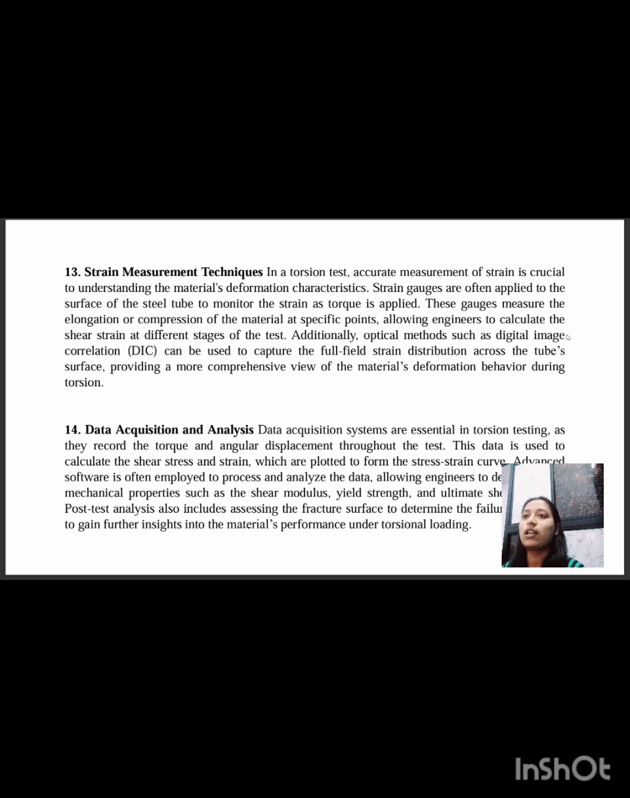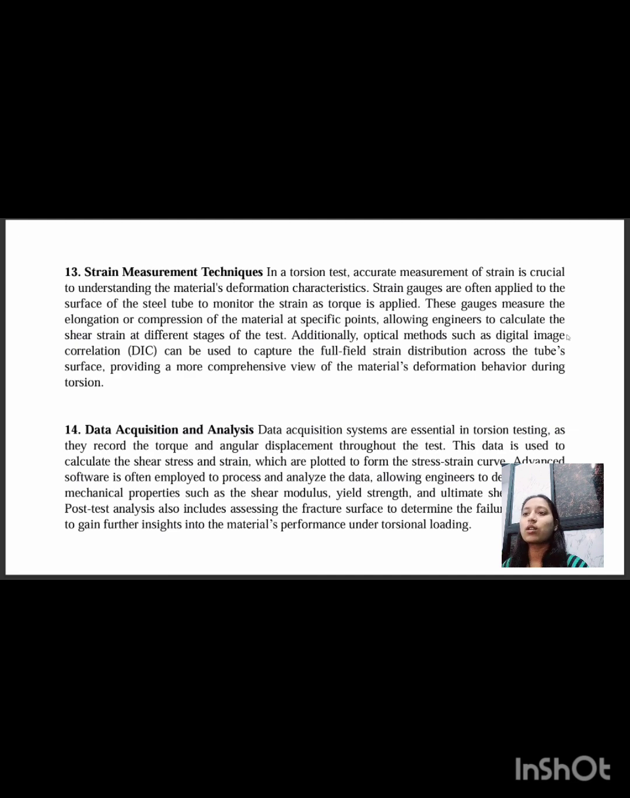So next, data acquisition and analysis. These systems are essential in torsion testing, as they record the torque and angular displacement throughout the test. This data is used to calculate the shear stress and strain, which are plotted to form the stress-strain curve. Advanced software is often employed to process and analyze the data, allowing engineers to determine key mechanical properties such as shear modulus, yield strength, and ultimate shear strength.